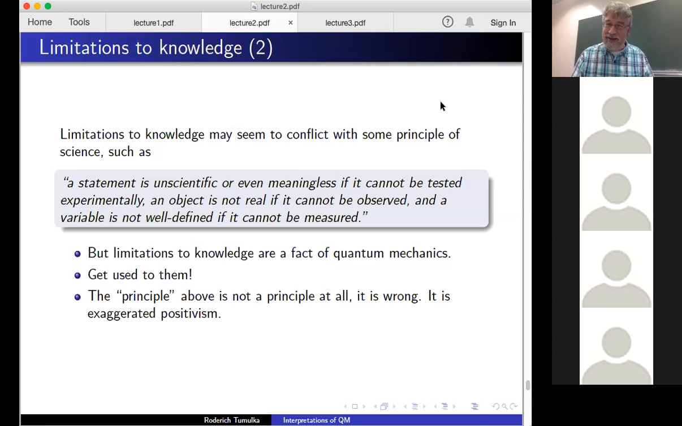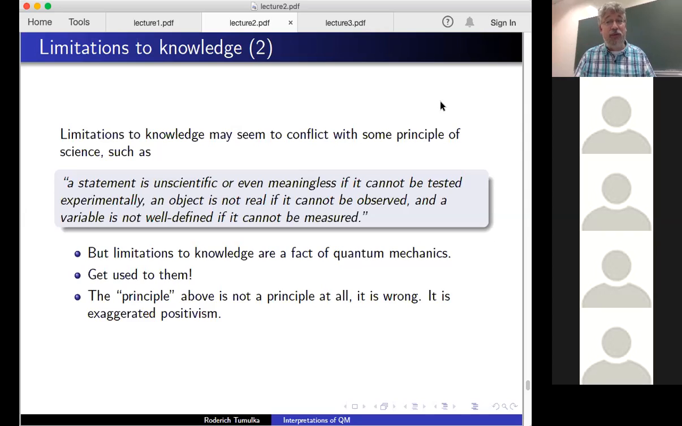But now limitations to knowledge contradict that. So the wave function is a variable that is well defined in nature. Nature knows what the wave function is, up to global phase factors or something like that. But you cannot measure the wave function. If Alice doesn't tell him, Bob cannot find out what it is. So limitations to knowledge are a fact of quantum mechanics. We have to get used to them.